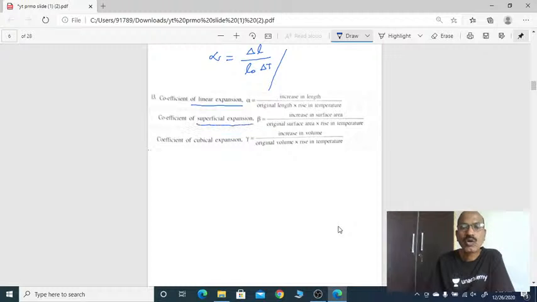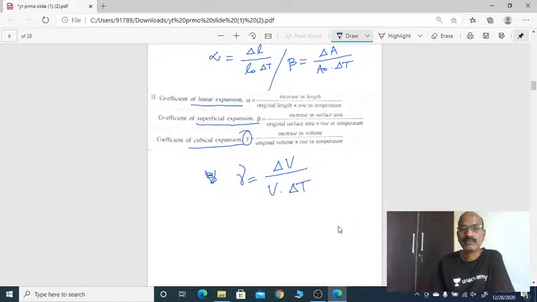Next one, coefficient of superficial expansion, areal expansion, beta, equals increase in area by original area into rise in temperature. Cubical expansion, that means volume expansion, denoted by gamma, equals increase in volume by original volume into rise in temperature.